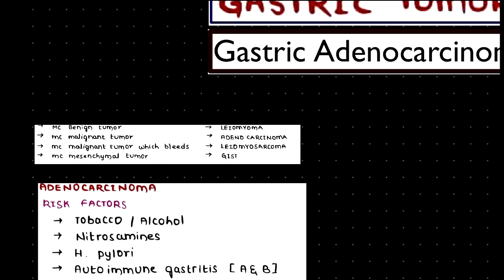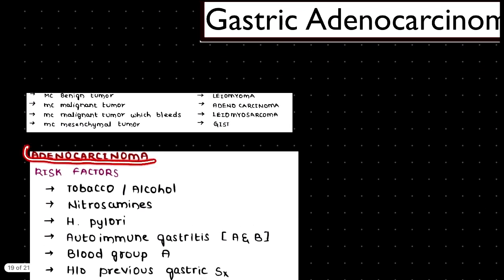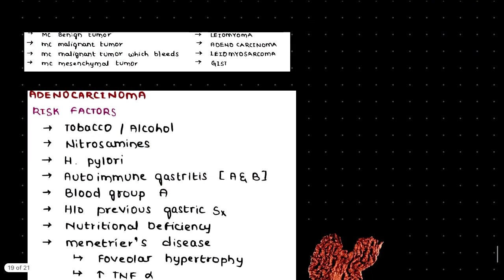And similarly, the most common mesenchymal tumor, what is it? It is GIST, the gastrointestinal stromal tumor. So now going into detail about adenocarcinoma. As already mentioned, adenocarcinoma is the most common malignant tumor of our stomach. The first thing that we'll deal with is the various risk factors of adenocarcinoma, and it is so important to talk about them.